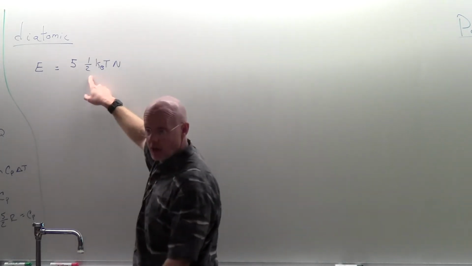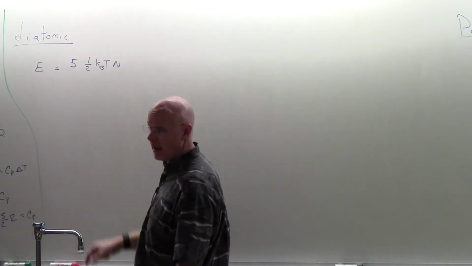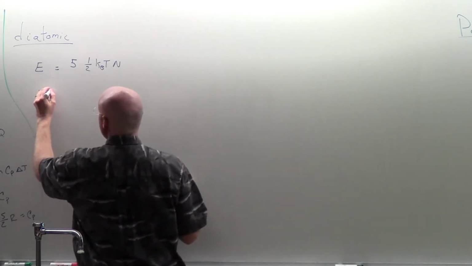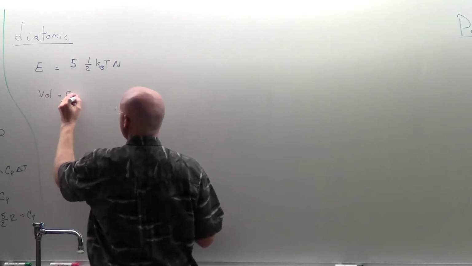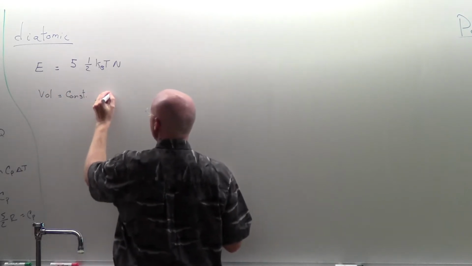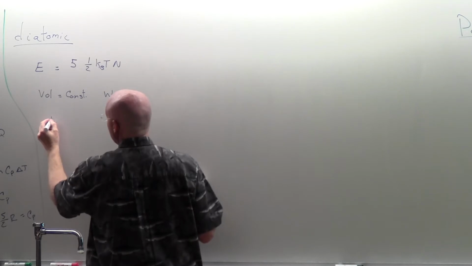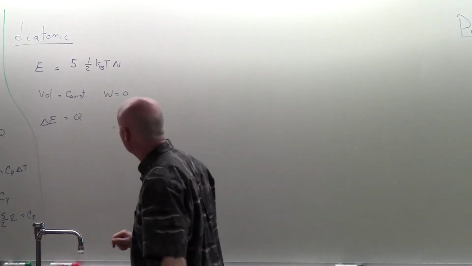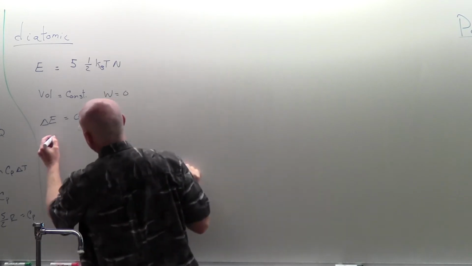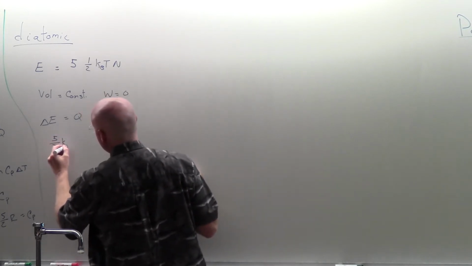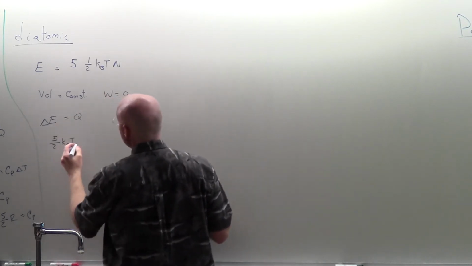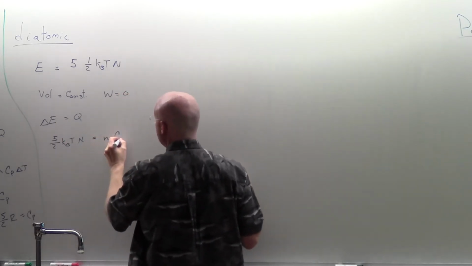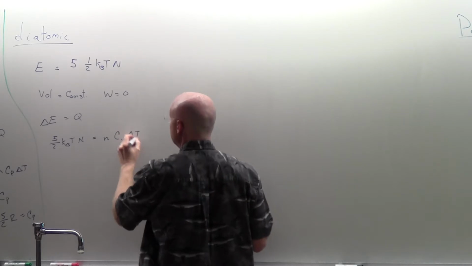Each degree of freedom gets 1/2 kBT, and there are n of them. If you set the volume equal to a constant, so no change in volume, the work is 0, and so the change in internal energy is equal to the heat. The change in internal energy here would be 5/2 kBT times N, and that should equal to N Cv delta T.